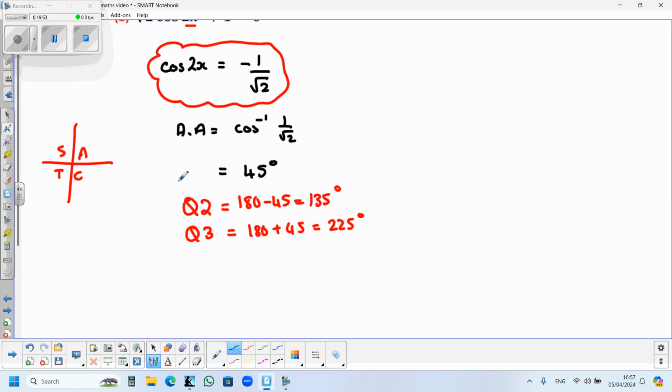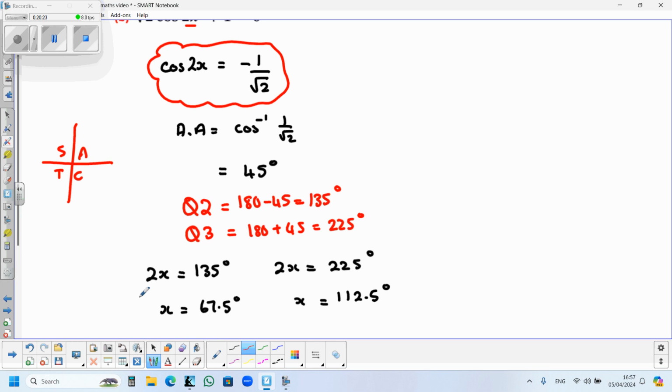But it wasn't x, it was 2x, so we do 2x is equal to 135 degrees, or 2x is equal to 225 degrees. Now I want to work out what x is, so I'm going to divide both of them by 2. So half of 135 is going to be 67.5 degrees, and half of 225 is 112.5 degrees. So only when you get to the x bit, everything else above that we don't really want. It's just helping us get an answer.